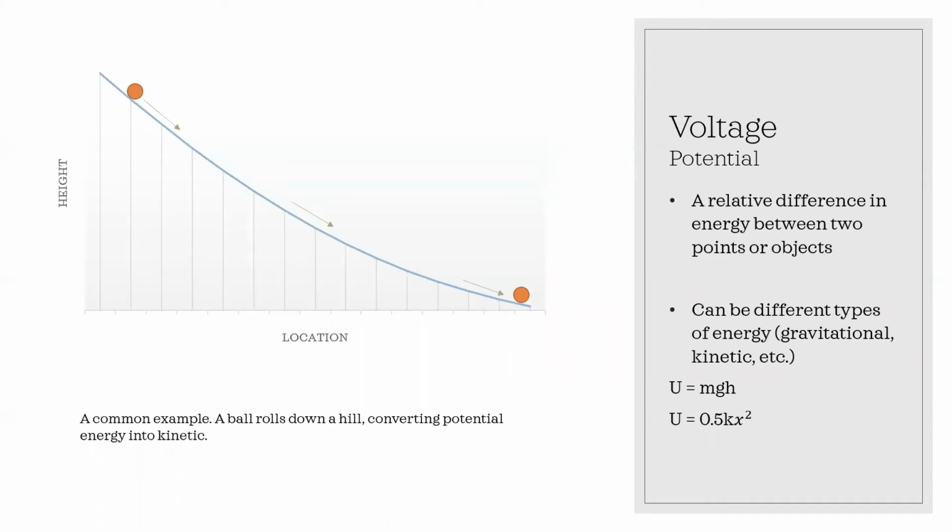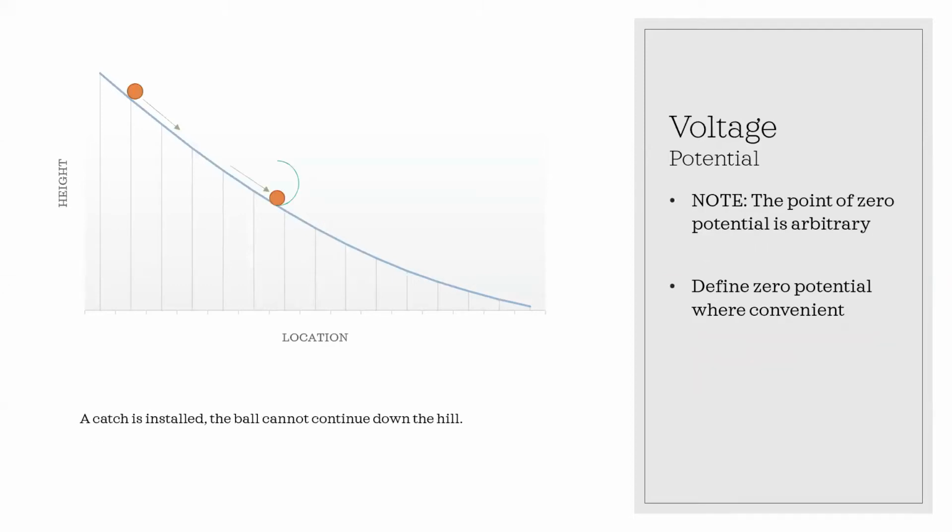So this form of potential energy has the hopefully familiar equation, U equals mgh. There are other types, including spring potential energy, shown as the second equation there, as well as electromagnetic potential energy, which is the type of energy we're concerned about with circuits. But before we go to that, one slight modification.